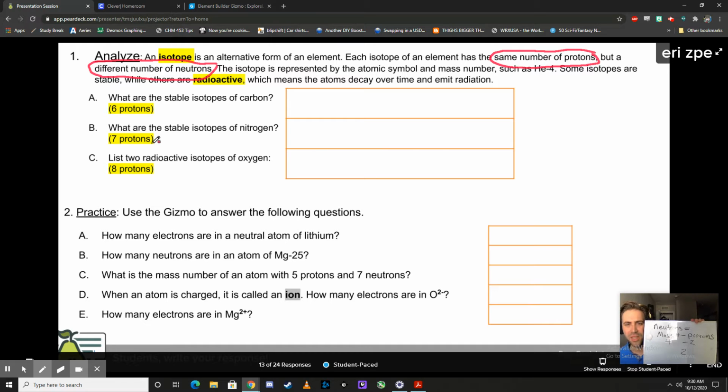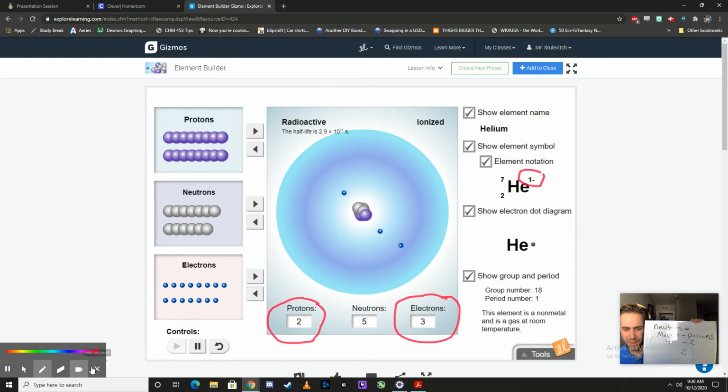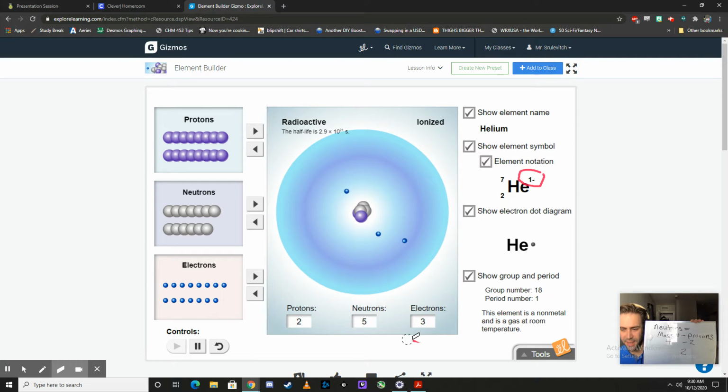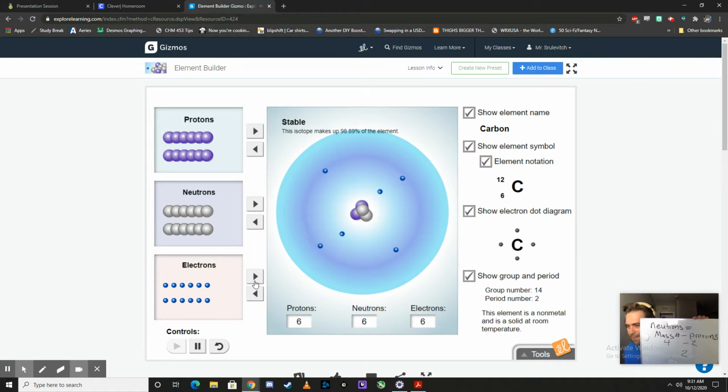Some isotopes are stable, while others are radioactive, which means that the atom decays over time and emits radiation. Okay, we're only looking for the stable isotopes of carbon. All right, the recipe for carbon is 6 protons, 6 neutrons, and 6 electrons. Let's make it neutral so it's a little easier to understand. And 6 electrons.